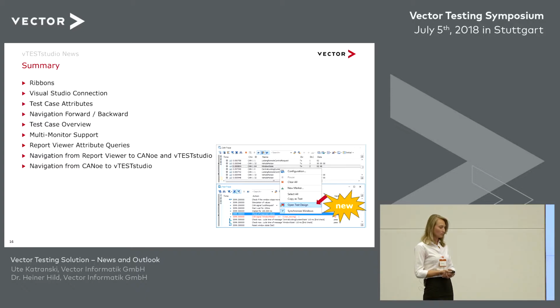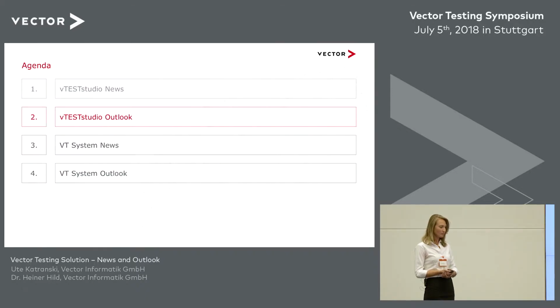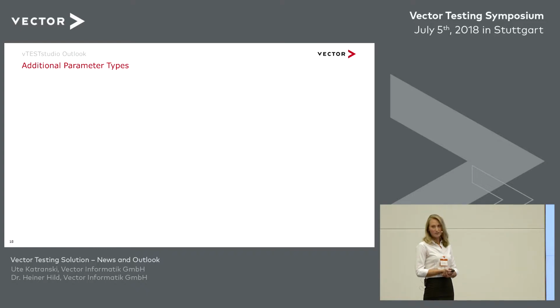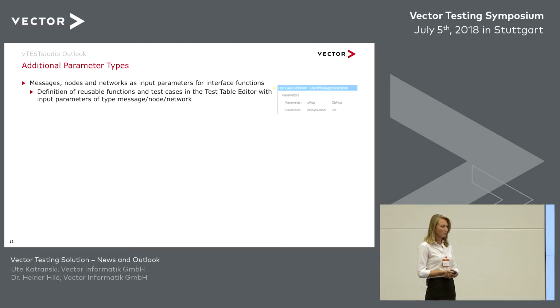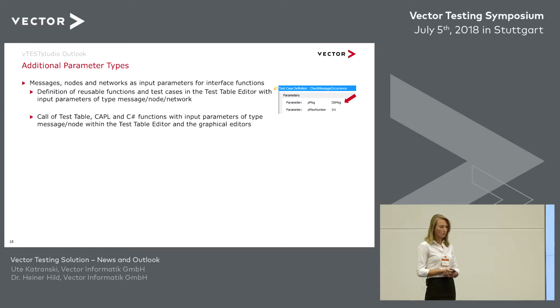Now some brief outlook. What are we busy working on? Let me pick out 3 topics in this context. First of all, additional parameter types. In the future, there will be messages, nodes, and networks as input parameters for interface functions. You can define reusable functions and test cases, and you put a message in there. And this function, just as well as the CAPL and C# functions, can then be called in test tables or the graphical functions and the graphical editors.